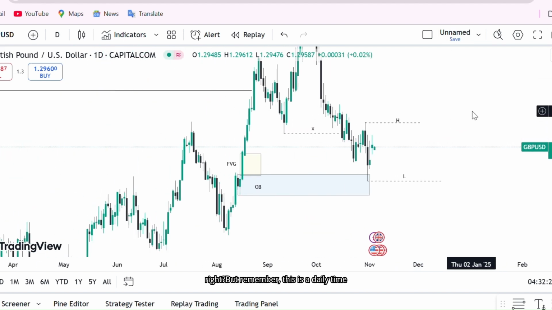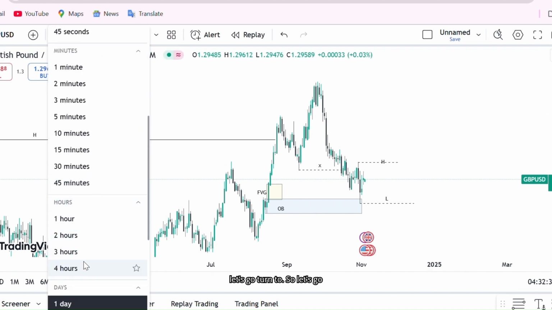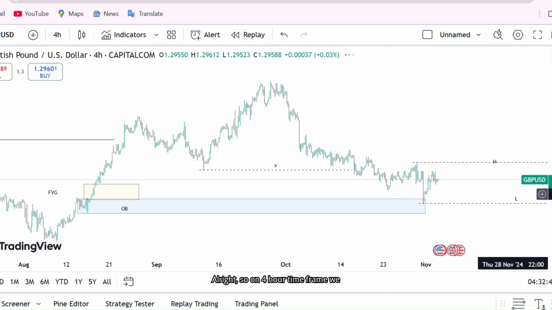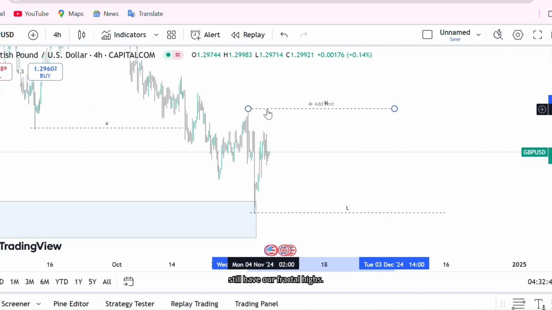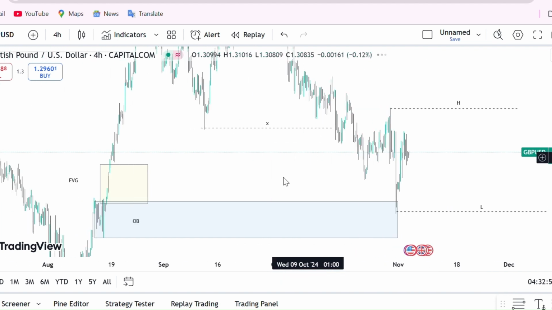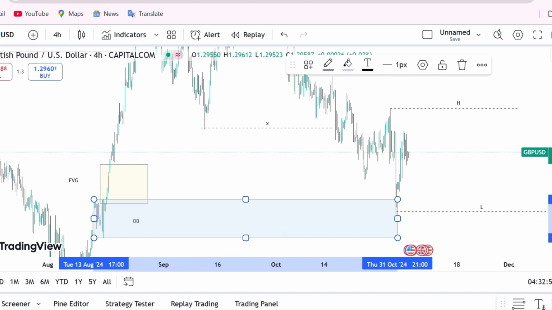But remember, this is a daily time frame, and to see things clear without bias, we have to also go down on lower time frames, right? So let's go down to 4-hour time frames. All right, so on 4-hour time frame, we still have our fractal highs and fractal lows still applying, right? Remember, we reacted on this order block, right?